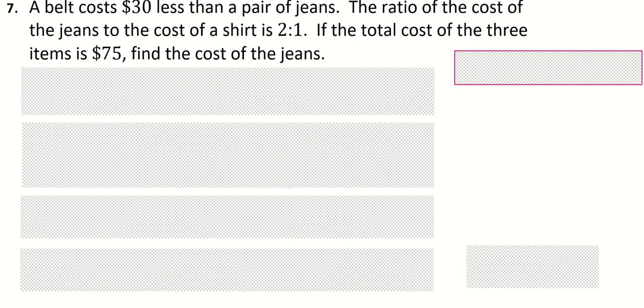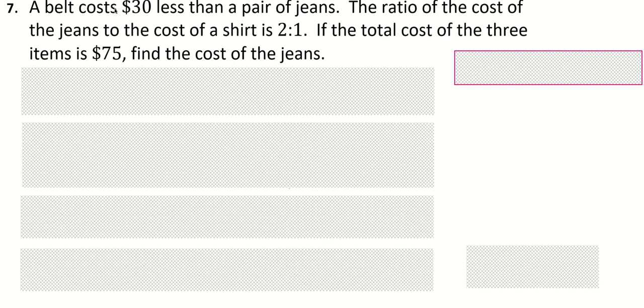Last example. Similar, but some plot twists and some extra juicy things to deal with. Let's see. A belt costs $30 less than a pair of jeans. The ratio of the cost of the jeans to the cost of a shirt is 2 to 1. I don't know if you understand what that means. I guess we'll get to that in a minute.